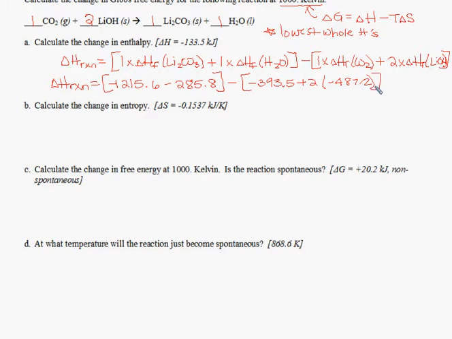And again, notice how most of the values are going to be negative, very simply because you're forming, and forming bonds ends up being exothermic.